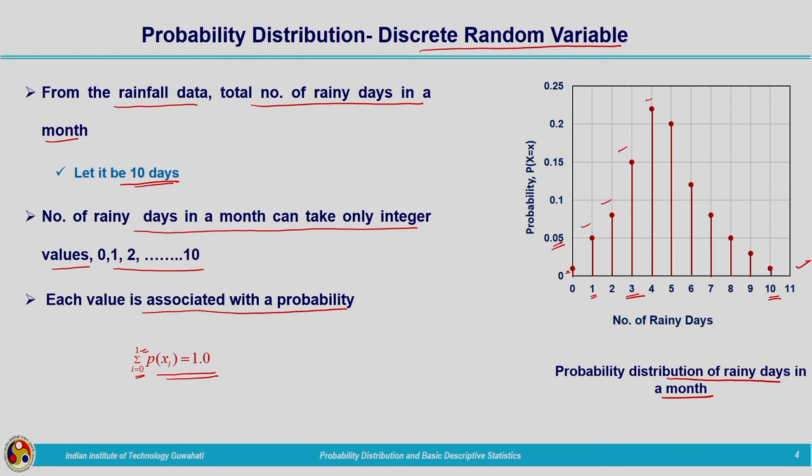That classification we have already seen while discussing the classification of rainfall. Based on that, we can find out how many days are rainy days and how many days are non-rainy days, and we can find the associated probability that is plotted here, representing the probability distribution of rainy days in a month.